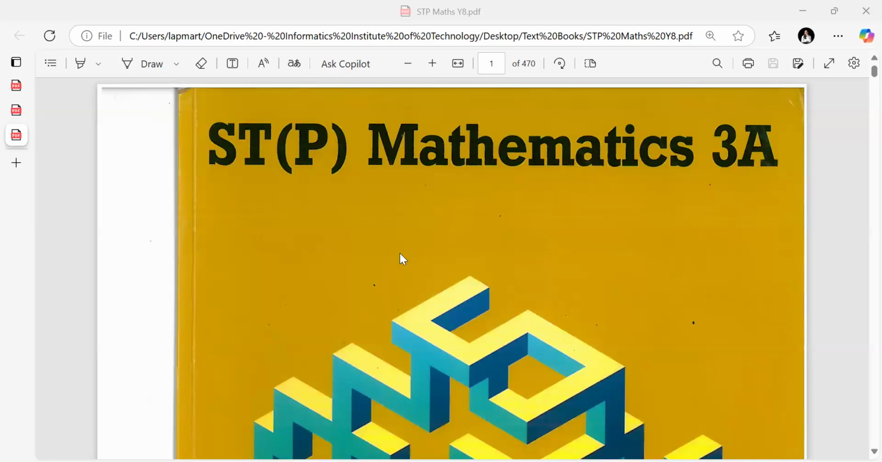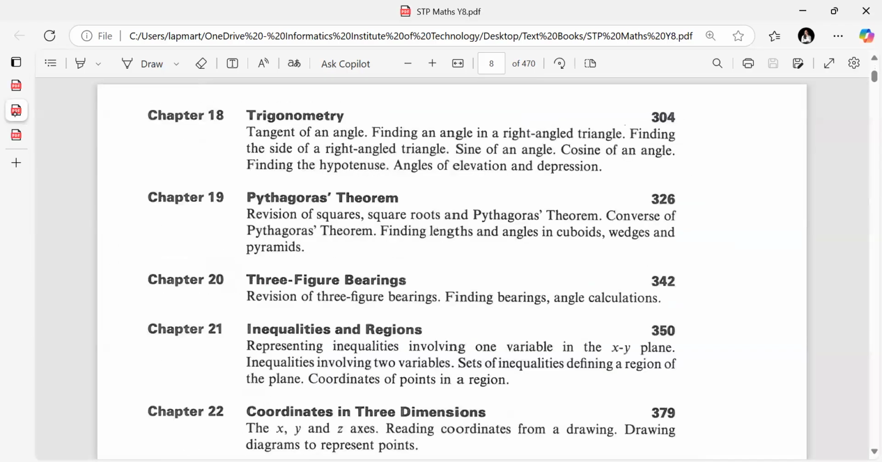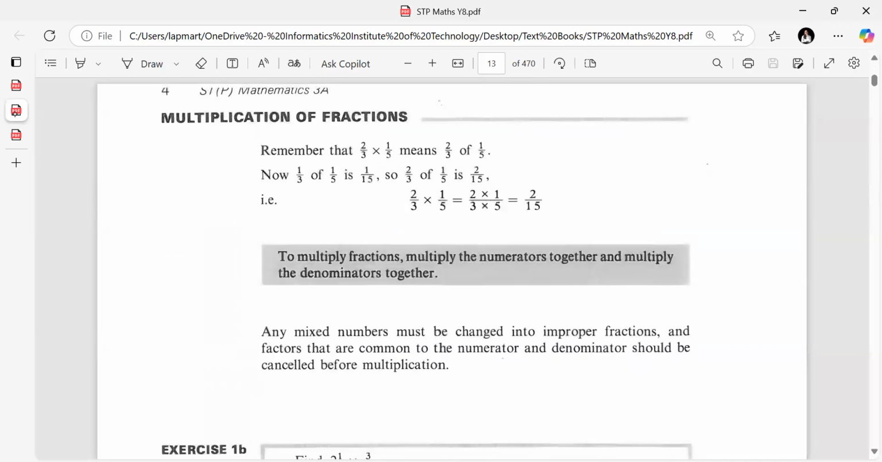If you can remember, according to our schedule, today we are supposed to discuss fraction multiplication and fraction division, right? The fraction multiplication and the division. So I'll take these examples.